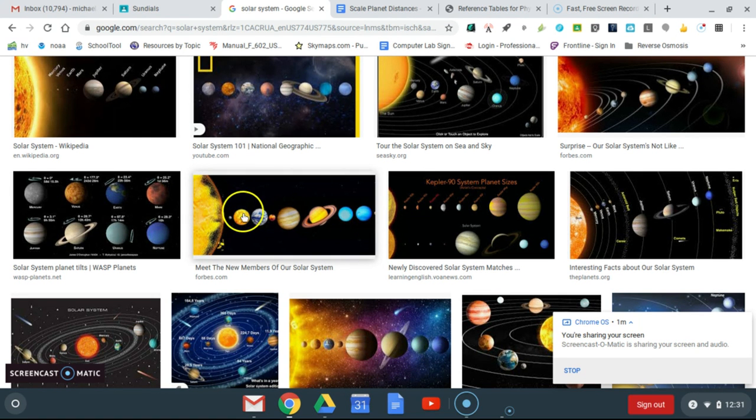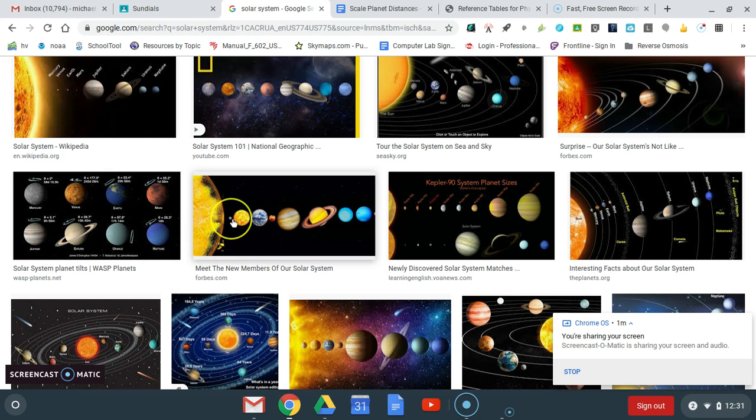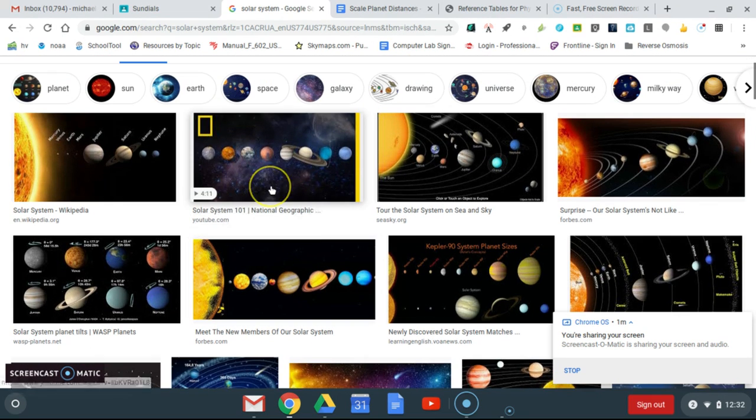And when we look at these images, well, it gives this kind of misleading impression that the planets are actually pretty close together and equally spaced. Well, it turns out that's not true. Here's one from National Geographic, and it looks like every planet is equally spaced in the solar system, and that's just not the case.